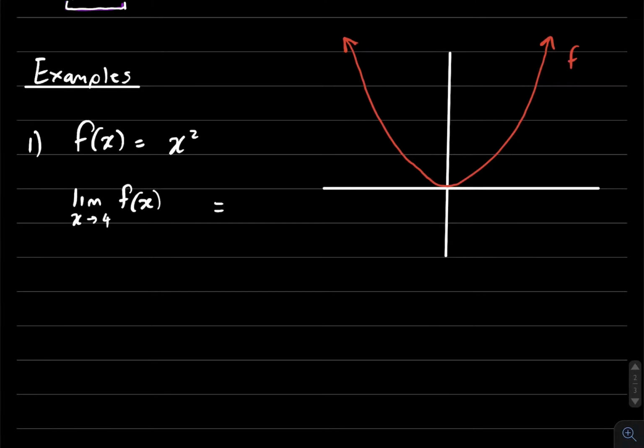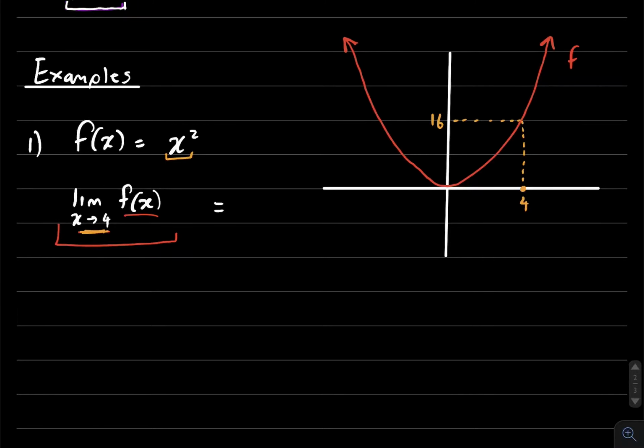I'll just write f. So basically this limit is asking us, what does f of x approach as x approaches 4? Okay, so let me just use a different color here. When x is equal to 4, what is f of x equal to? It's just equal to 4 squared, which is 16. Okay, so now we can answer this question.